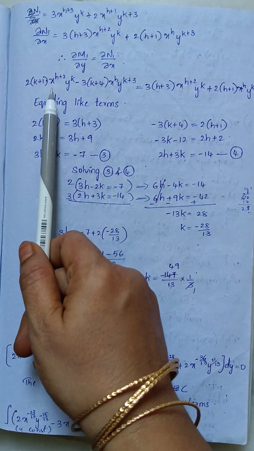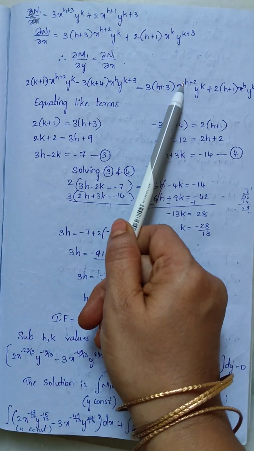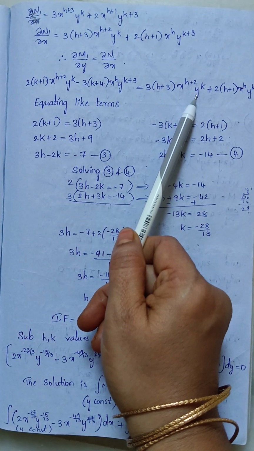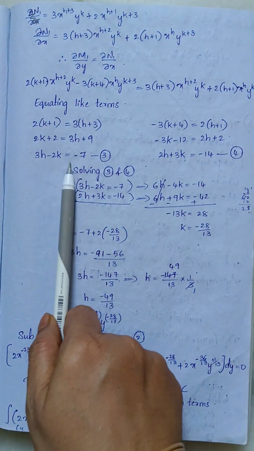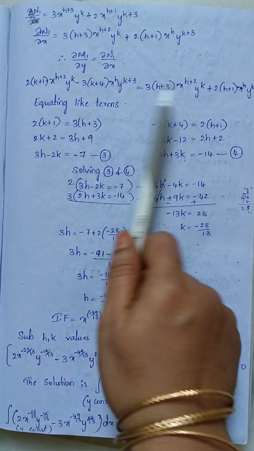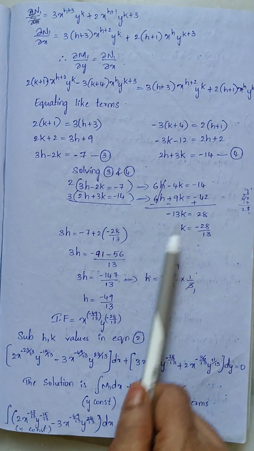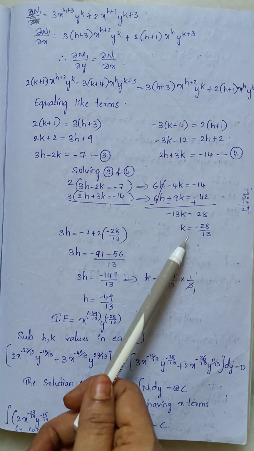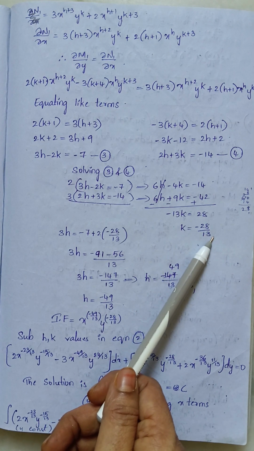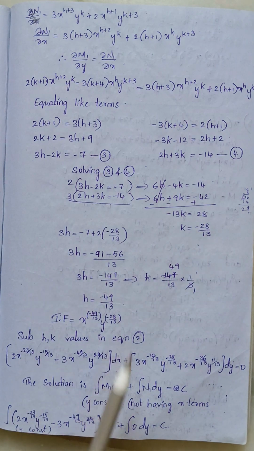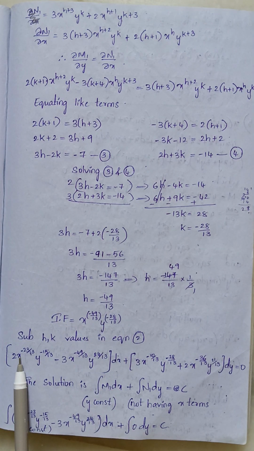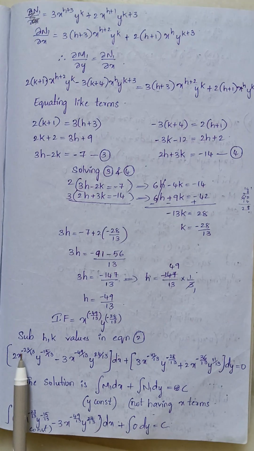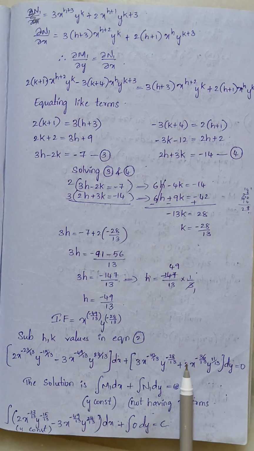Then equating like terms, x power h plus 2 y power k, here also x power h plus 2 y power k. Equating these both, again you are getting one equation in terms of h and k. Similarly for the second like terms, again by solving this, we get the h and k values. Here we have big values: k equal to minus 28 by 13, h equal to minus 49 by 13 after simplification. Again the integrating factor is this one, multiply to the given equation or substitute h, k values in equation 1, then you are getting this equation.